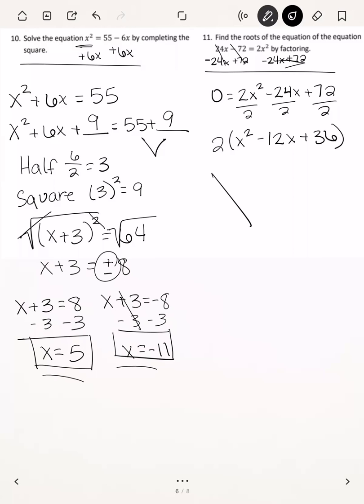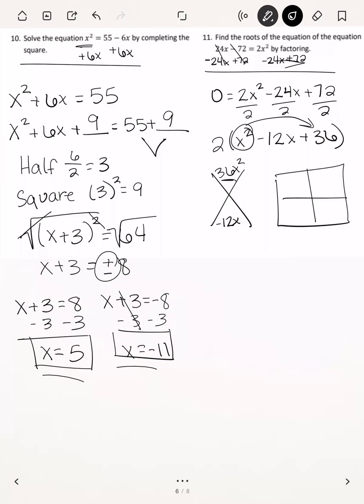Now I factor. So x in a box. Remember, it's the first term times the last term. You ignore the GCF. So I get 36x squared, negative 12 on bottom. So what can I multiply to get a positive 36, but add to get a negative 12? Well, since the top of my x is positive, that means my signs have to be the same, and they both need to be whatever the bottom of the x is. So they're both going to be negative 6x and negative 6x.